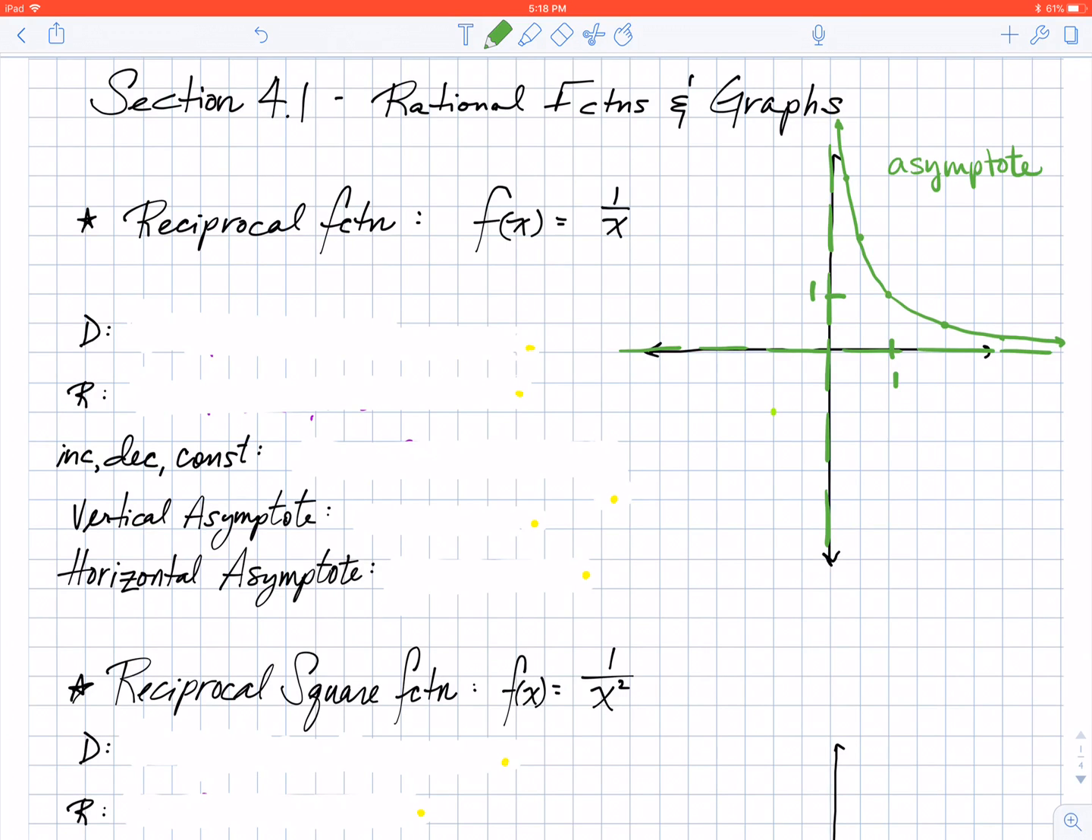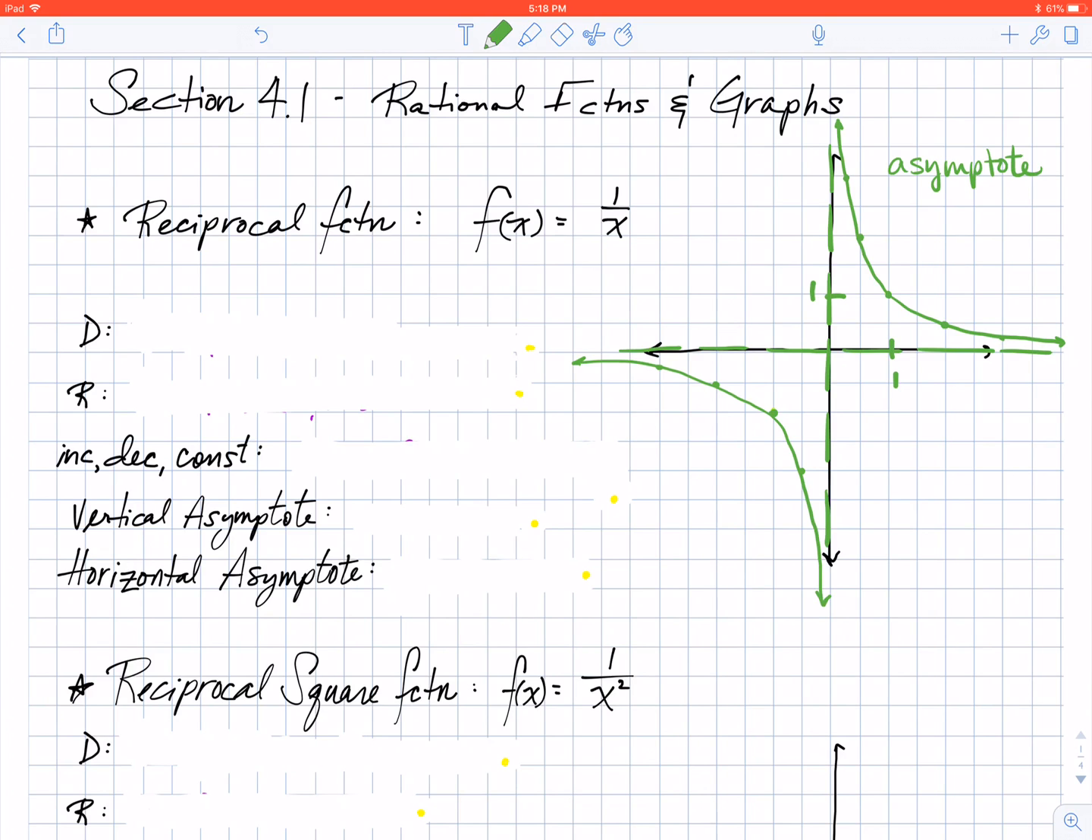Let's go over to the negative side. 1 divided by -1 is just a -1. 1 divided by -2 is -1/2. 1 divided by -3 is -1/3. Once again, you can see that I'm getting closer and closer. 1 divided by a -1/2 is going to be a -2, a -3, a -4, and so on. So this is what our parent looks like.